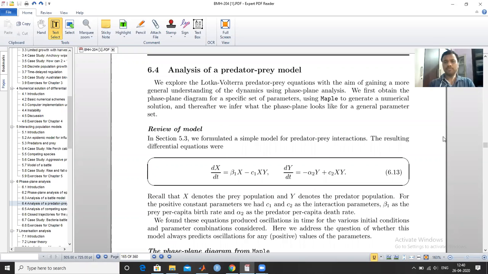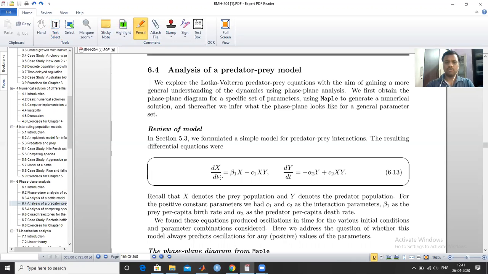Welcome back, students. In previous tutorials, we discussed the phase plane analysis of the SI model as well as the battery model. In this lecture, we will cover the analysis of the predator-prey model. As we have already discussed what phase plane analysis is, and you are aware of this model, this is the prey-predator model.